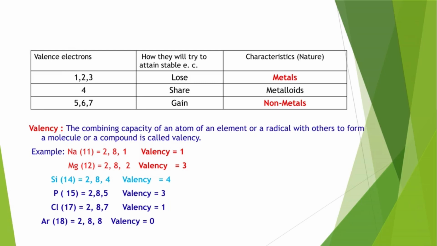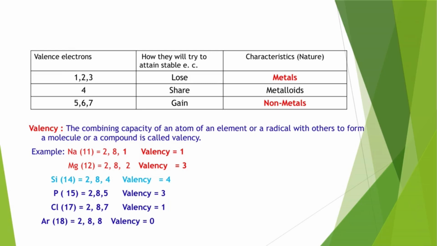In chlorine, 2, 8, 7, it needs only 1 electron to be stable, so its valency is 1. Chlorine is a very important element during chemical reactions; we will study it in the next chapter. If it gains 1 electron, it will have a stable electronic configuration. Like that, argon, atomic number 18, 2, 8, 8.